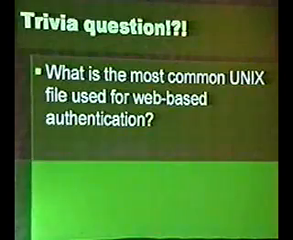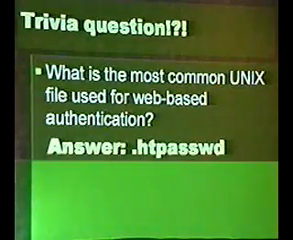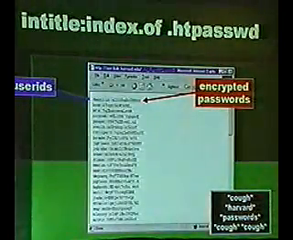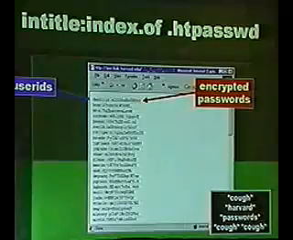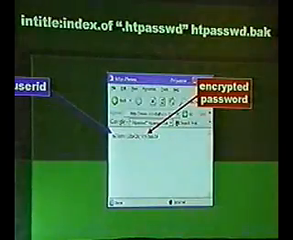Okay, another trivia question. Most common Unix file used for web-based authentication. htpasswd. Very good. I know it's easy. How about htpasswd files that you can get from Google? These things are supposed to authenticate users that come from your site. Users are not supposed to be able to look at this file. Why? Because the usernames and passwords are in there. The web server is supposed to block this crap. Okay, but this shows us some sites like Harvard actually have problems and can't seem to keep that under control. Other sites have problems too.